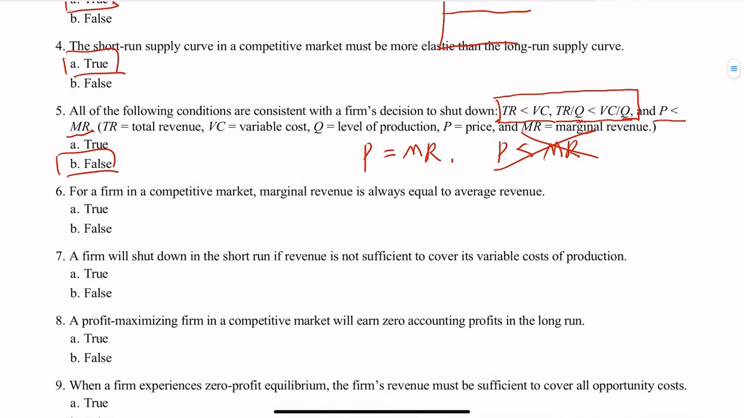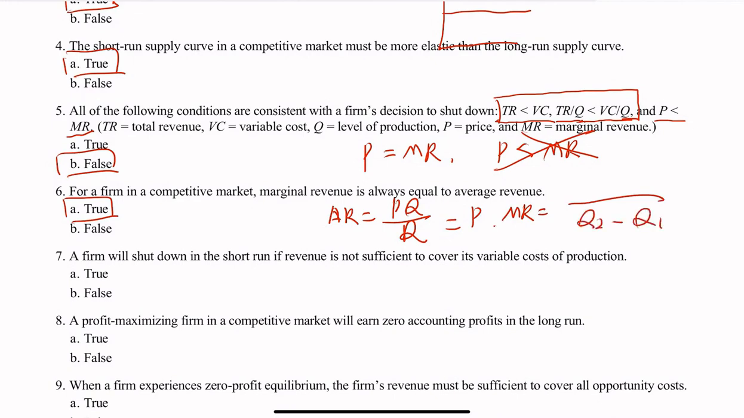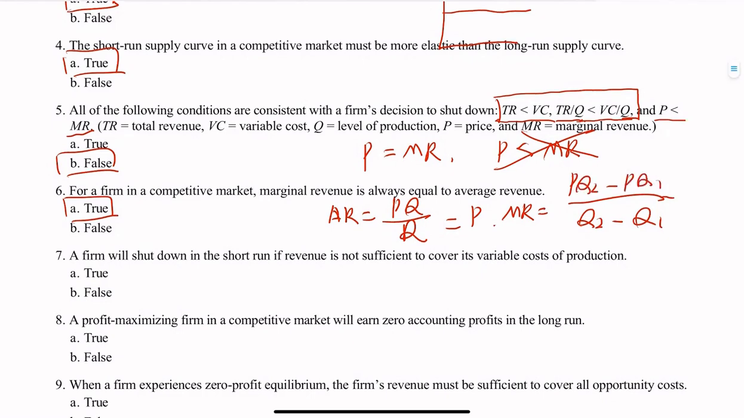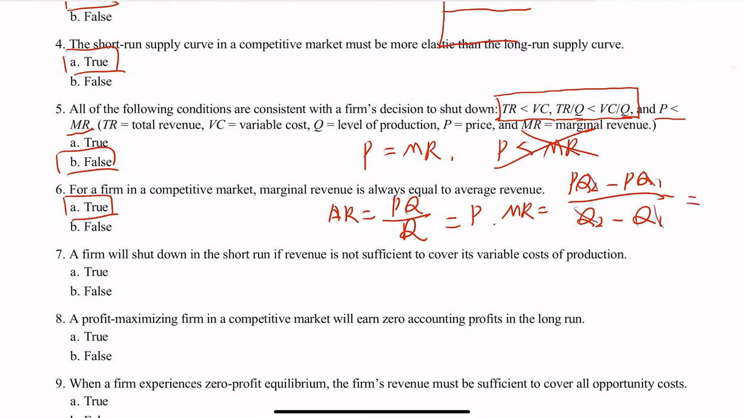Now 6, for a firm in a competitive market, marginal revenue is always equal to average revenue. Well, we talked about this. So marginal revenue equals average revenue equals price. You can very quickly see why this is true. Average revenue equals total revenue divided by quantity, so this gives us price, right? And then marginal revenue. Let's say we have two quantities, Q2 larger than Q1. The change in total revenue would be PQ2 minus PQ1, and then the Q2 and Q1 will just cancel out. So this again gives us price P.